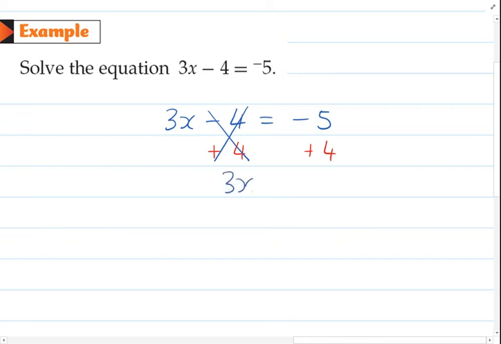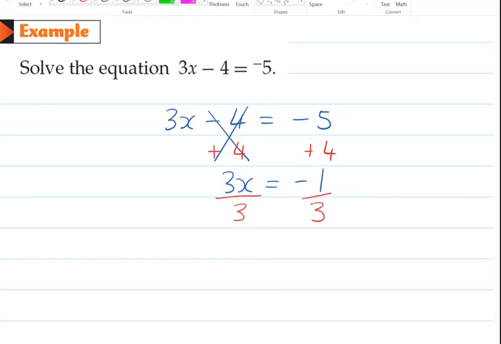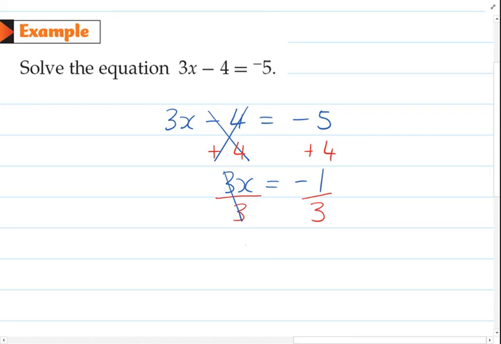So we've got 3x equals, and then we've got negative 5 plus 4. If you're not sure what that is, do it on your calculator, and that comes out as negative 1. Okay, so now we need to get rid of this 3, and the opposite of timesing by 3 is dividing by 3. So I'm going to divide both sides by 3, and the 3's cancel out just to leave us with x, and on the other side we can't simplify that any further. So we simply write it as negative 1 over 3, and that's our answer.